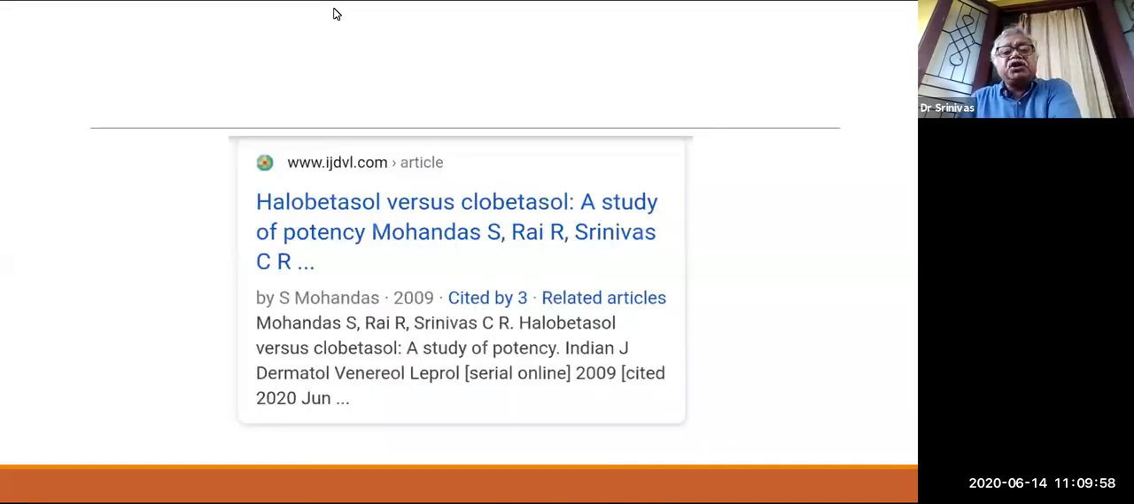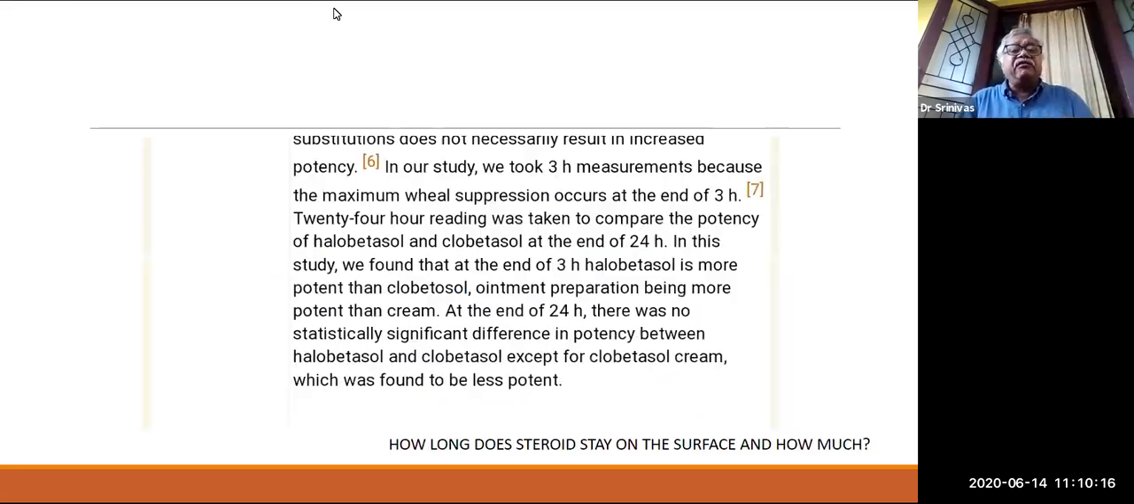Then, of course, this new steroid came into the market, halobetasol. How does it act? They said that it is more potent than clobetasol. So again, we did this. We tested halobetasol ointment, halobetasol cream, clobetasol ointment, and clobetasol cream to compare. And what did we find? We found that the maximum wheel suppression at the end of 24 hours or 48 hours is with halobetasol.